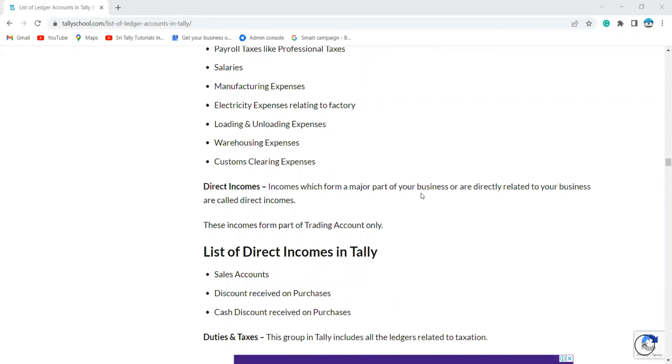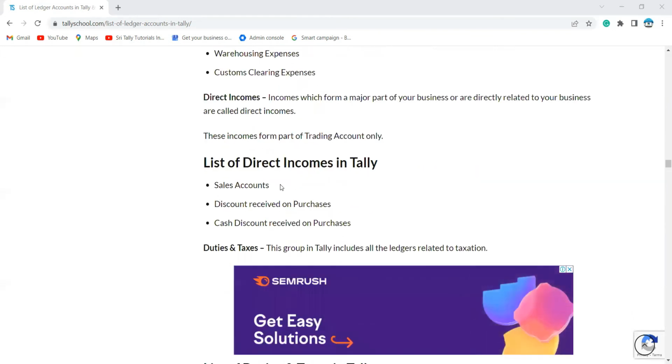Next, direct incomes. Incomes which form a major part of your business and are directly related to your business are called direct incomes. These incomes form part of the trading account. For example, sales account, discount received on purchase, cash discount received on purchase. This all comes under direct incomes.